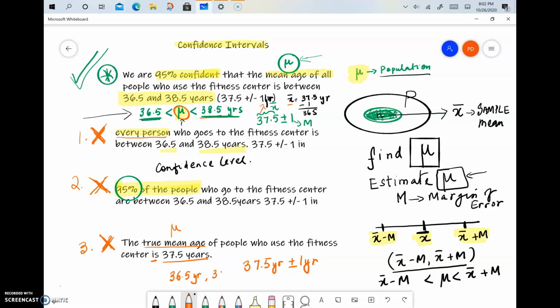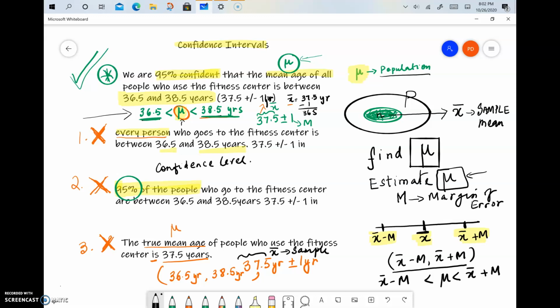and 38.5 years. So that is the range of values. The true mean age of people who use the fitness center is between these two numbers. This 37.5 years, based on the formula for confidence intervals, is x bar, and x bar is the sample mean.